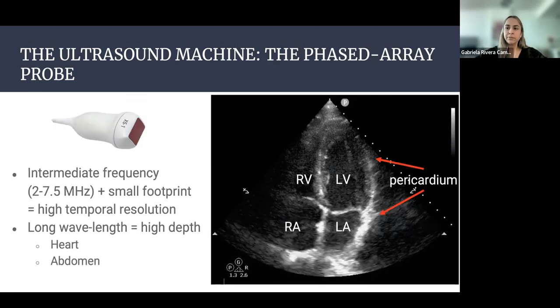The next probe is the phased array probe. The phased array probe produces a low frequency sound wave, which means it can travel for long distances. This makes it a low resolution probe that is good for deep structures such as the heart and the lungs.